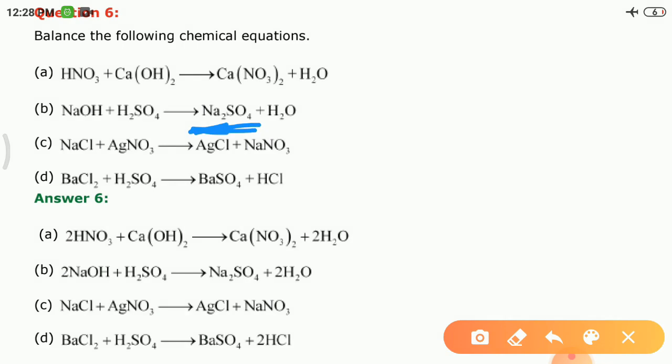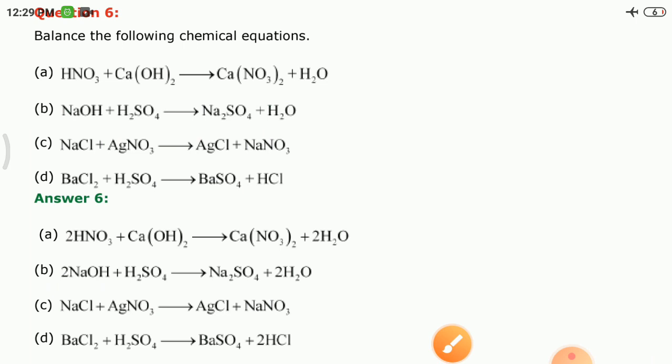For getting 2 sodium ions, we have to put 2 in front of NaOH, sodium hydroxide. By putting 2 here, we will get 2 sodium ions and also 2 oxygen and 2 hydrogen. Then for the water, total hydrogens are 2 here and 2 here, 4 hydrogen, and total 2 oxygen are there. So we have to put 2 with the water. So the balanced chemical equation will be 2NaOH plus H2SO4 gives Na2SO4 plus 2H2O.